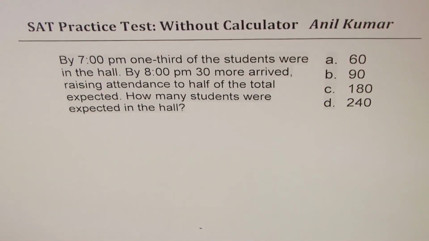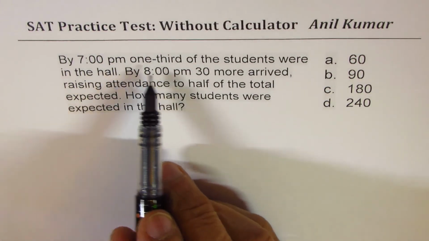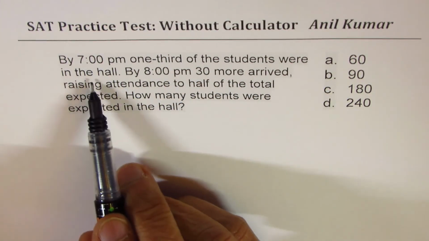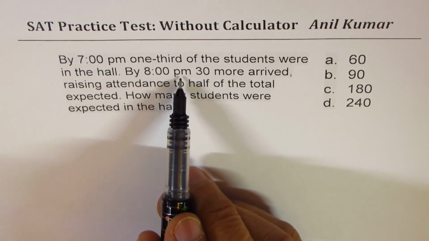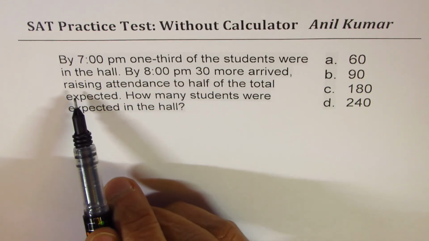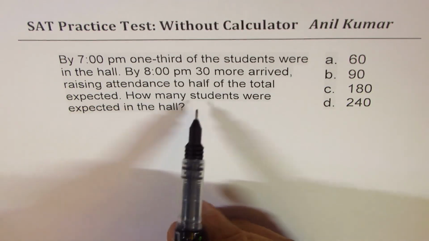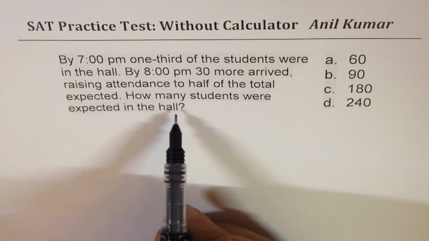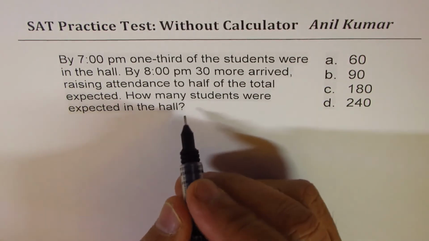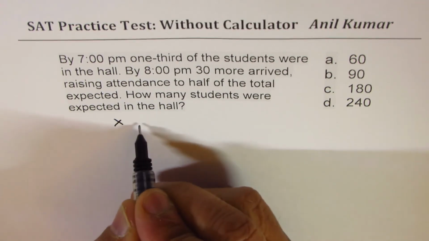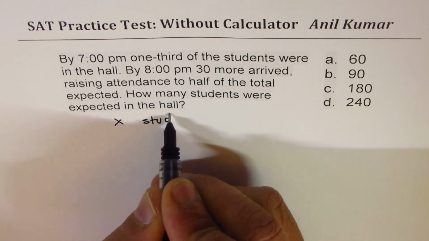So the question here is, by 7 p.m., 1/3 of students were in the hall. By 8 p.m., 30 more arrived, raising attendance to half of the total expected. How many students were expected in the hall? So let it be X. X students expected.